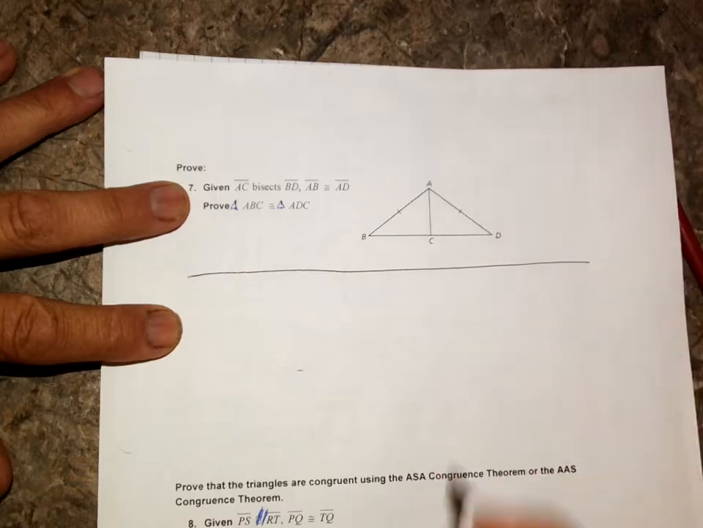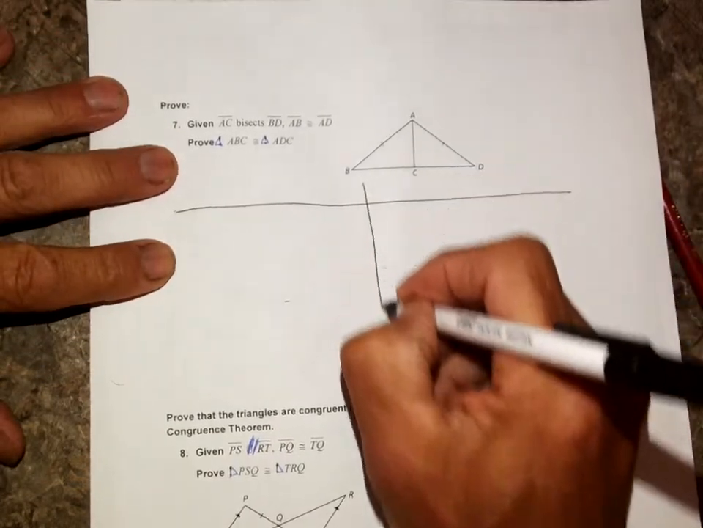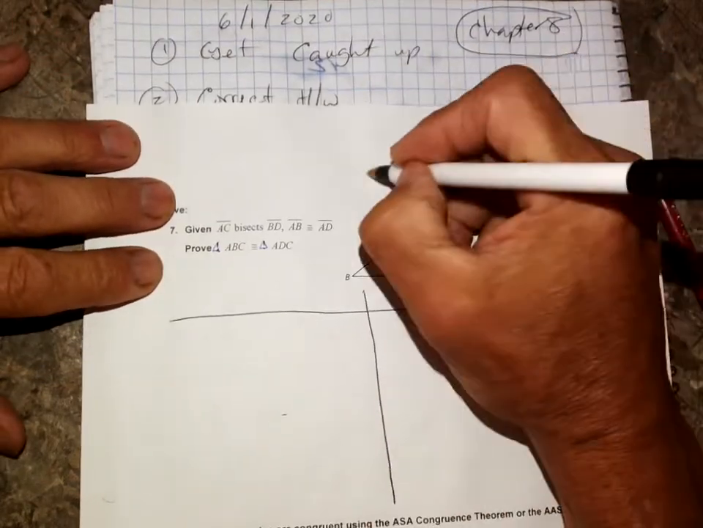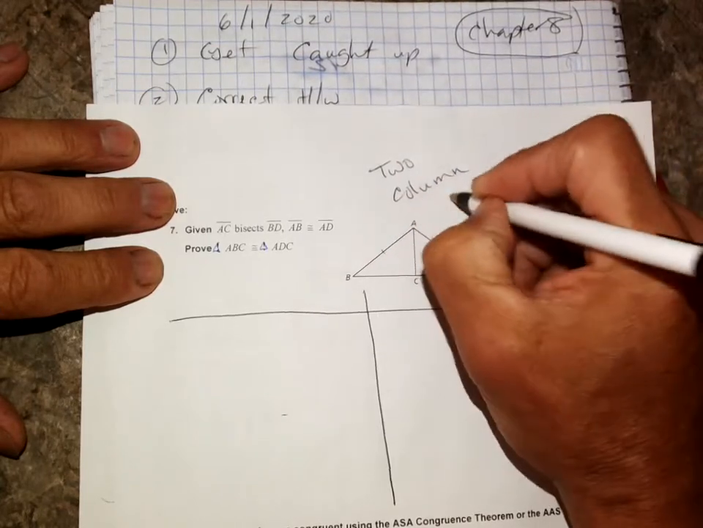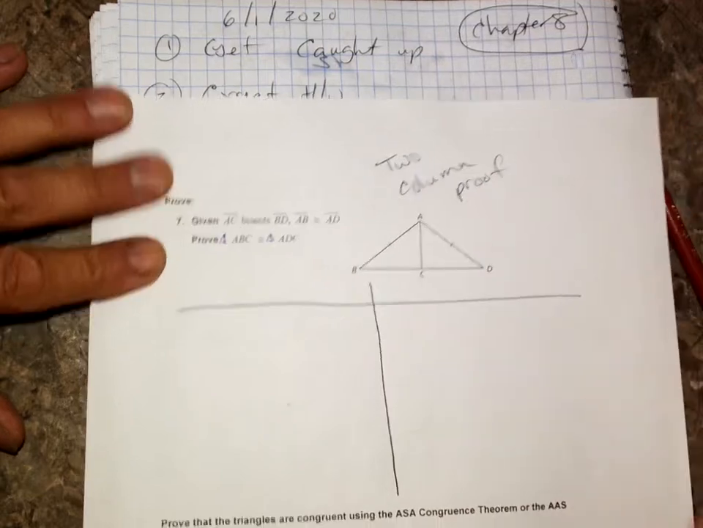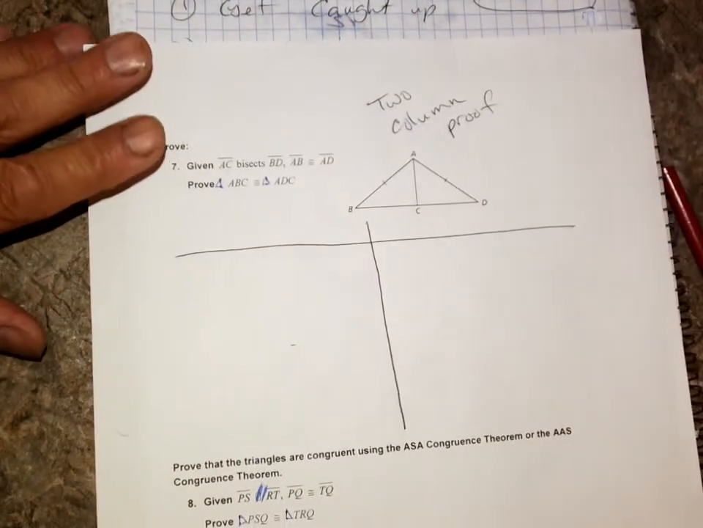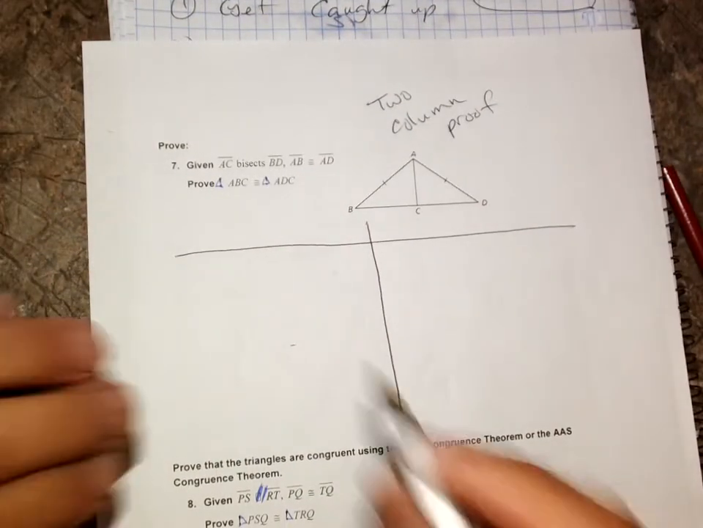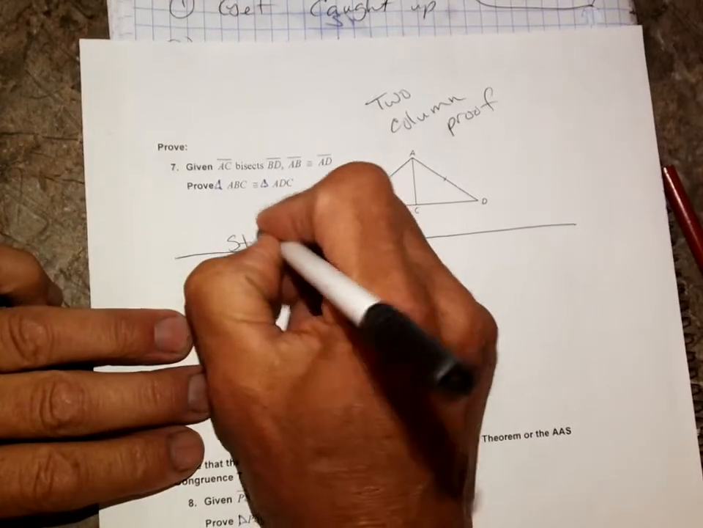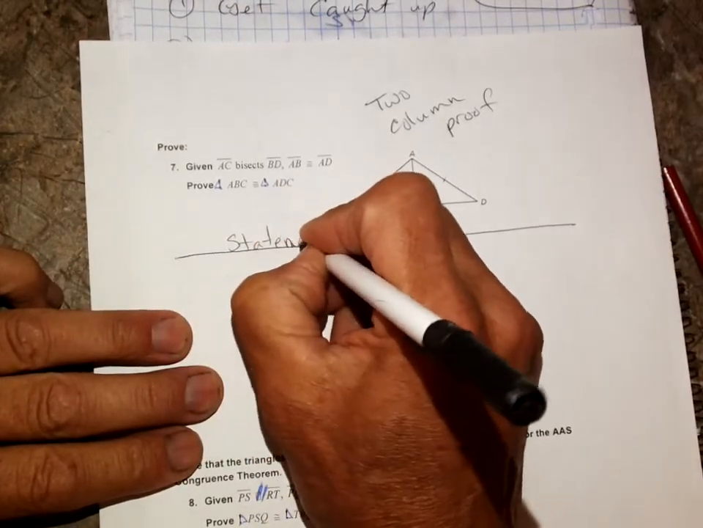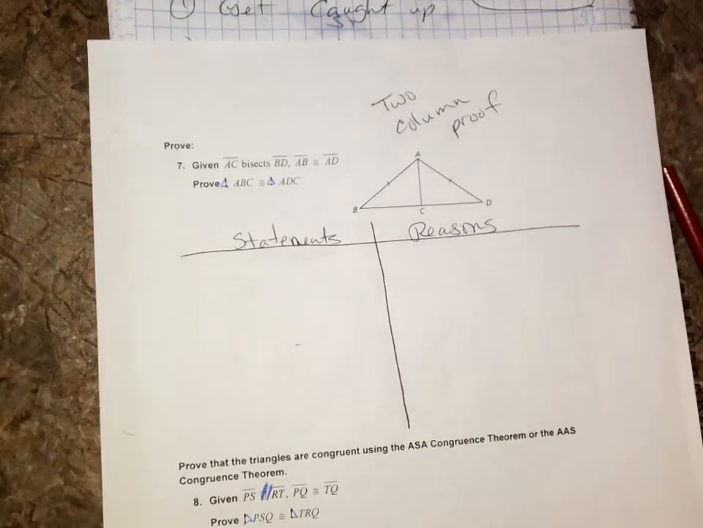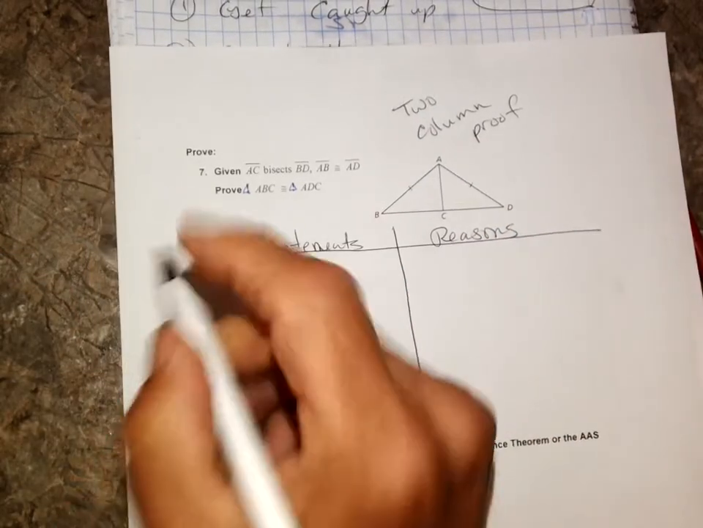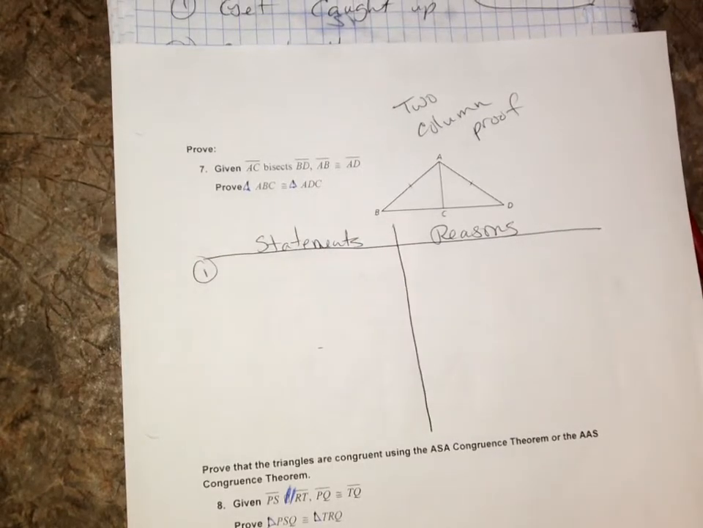Here's how a proof works. Draw a line. So you have two columns. It's called a two-column proof. We don't have to be perfect on this, we just have to give it a try. So let's first of all, statements and reasons. So, step 1. Always write down the given. Let's see what the given is.